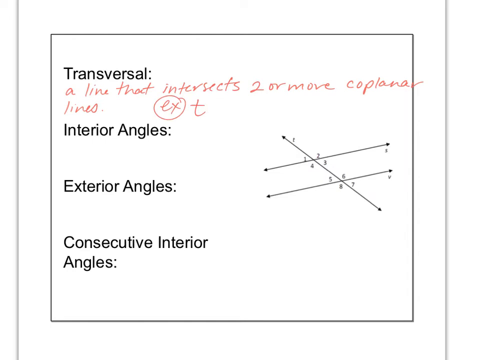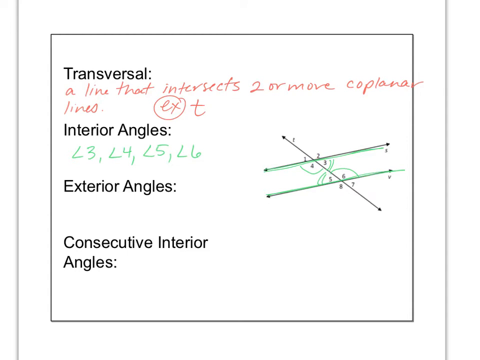Next, let's talk about interior angles and exterior angles. When you have two lines like S and V, here's S, here's V, you're going to have some angles that are interior to those two lines. They're going to be the angles that are between the two lines, like 4, 3, 5, and 6. So rather than write out the whole definition, we'll just put the examples. Angle 3, angle 4, angle 5, angle 6.